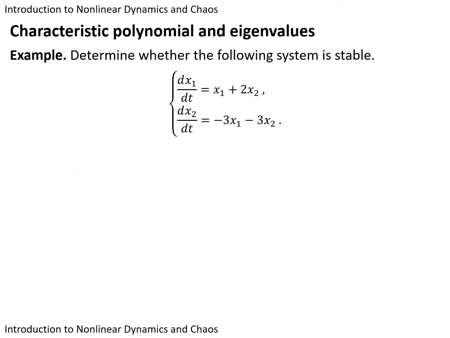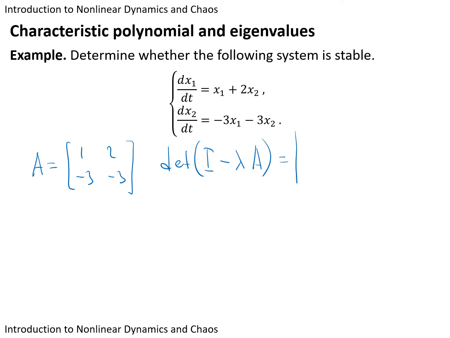Let's solve the following example. We need to determine whether the following system is stable. Let's find the eigenvalues. Matrix A is the following: 1, 2, minus 3, minus 3. So for this matrix, lambda times identity minus A, we need to take the determinant of this matrix.